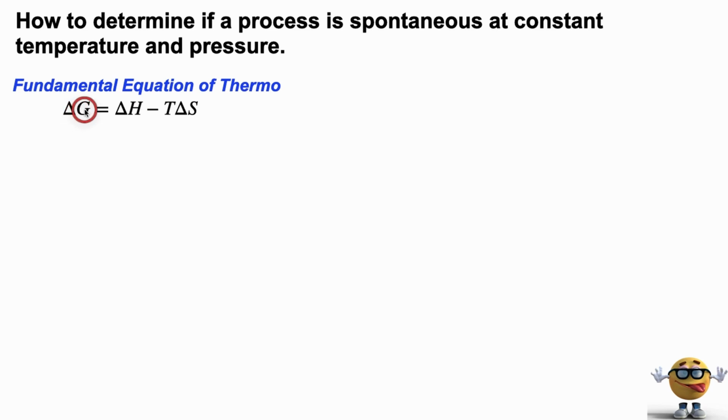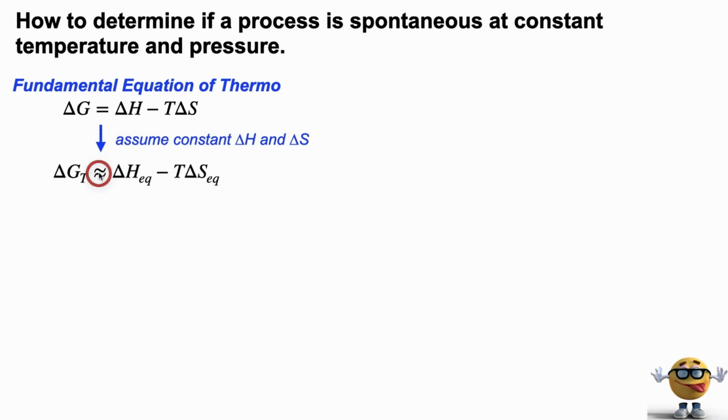The change in Gibbs energy G is equal to the change in enthalpy H minus the temperature times the change in entropy. And in this form, we're assuming temperature is constant. And we're also going to assume that the change in enthalpy and the change in entropy are constant. So what that means is these values don't change with temperature.